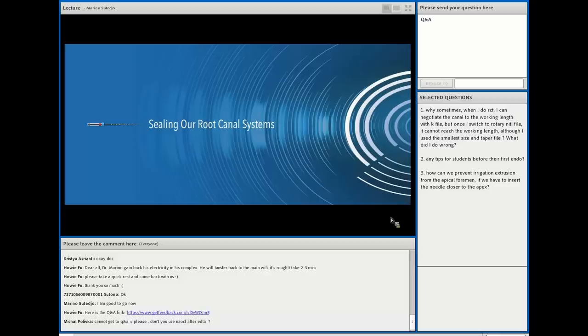So therefore, usually it is a classic condition when people ask these questions, because usually it is a vital case, and they push the K-file into the working length, and then suddenly when they take it out the pulp is collapsing, and then it is difficult to regain the working length with the nickel-titanium files. What about the necrotic tissue? It is almost the same story.